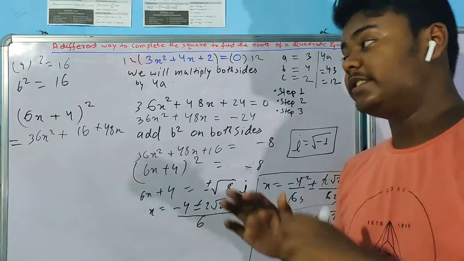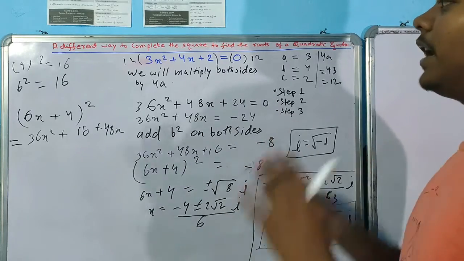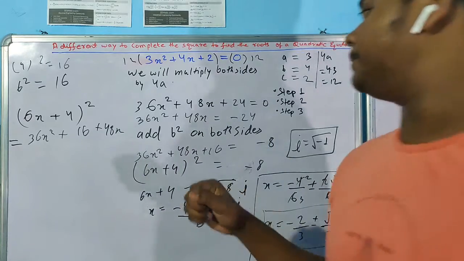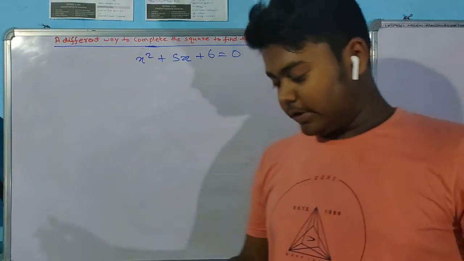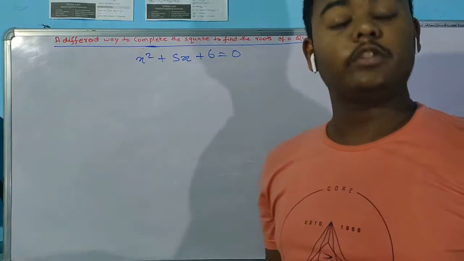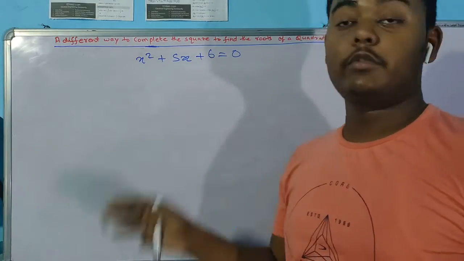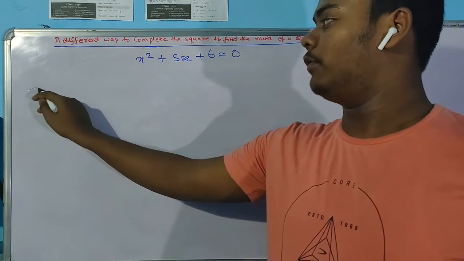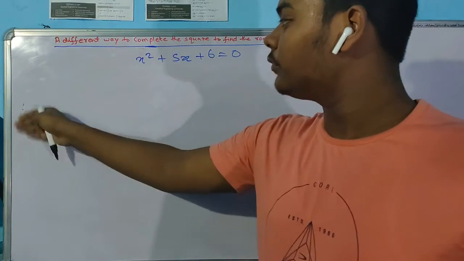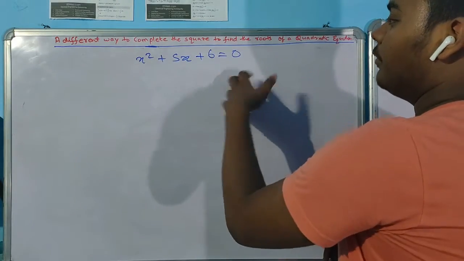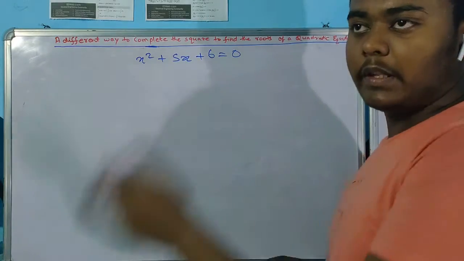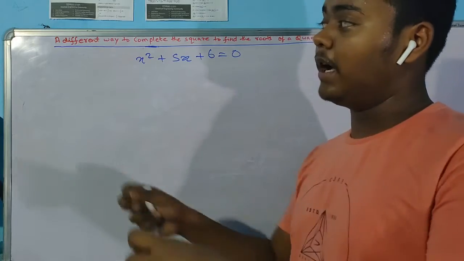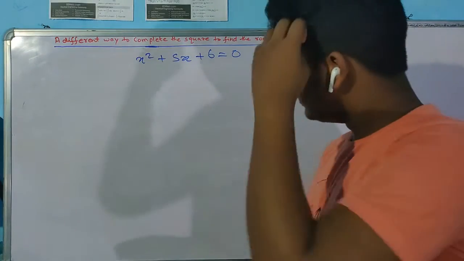Now we will take a simple question and apply this method to it. This is a simple quadratic equation which has real roots. We can find the real roots of this equation by the normal middle term splitting method and by the quadratic formula too. Anyway, we will first find the roots by middle term splitting, and after that by the different way to complete the square method.